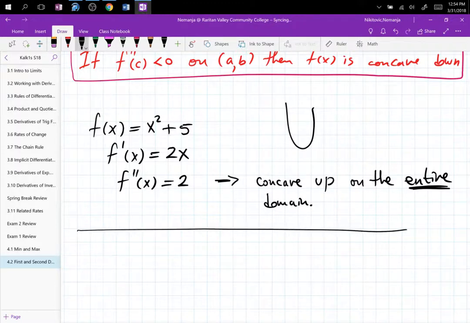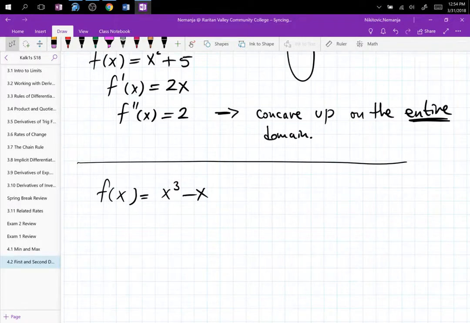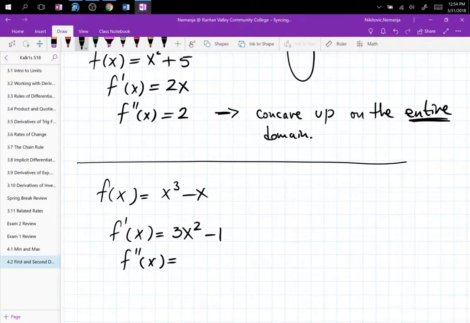Next example, more interesting. f of x equals, say, let's go x cubed minus x because we can. So what do we have in this case? Let's see the first derivative. f prime of x is going to be 3x squared minus 1. Again, we don't care about this. We need the second derivative for the second derivative test. So here we go. It's 6x. Second derivative is 6x.